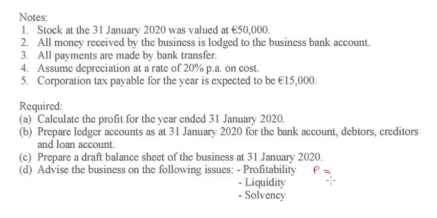So P for profit equals the revenues of the business minus the expenses, and we're going to do that. In the accounts of a limited company, we'll subtract gradually the expenses from the revenues.